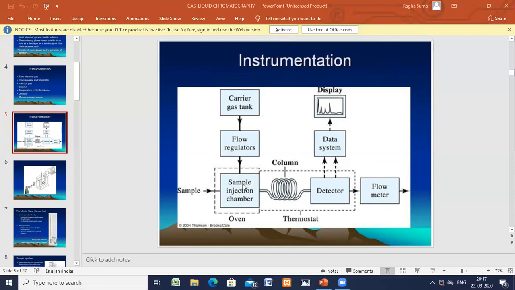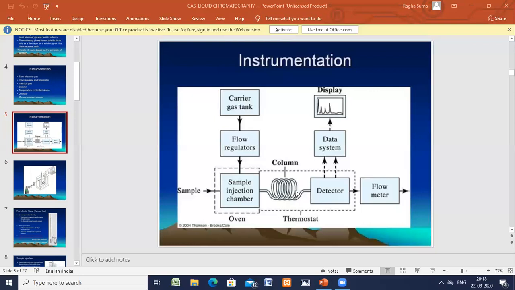The sample is injected into the oven, which is a heating block. The solid solutes are immediately vaporized, and the vaporized sample is carried by the carrier gas at its flow rate into the sample injection chamber, where you have the vapor sample. This vapor sample is carried by the carrier gas in the form of a stream into the column inlet. The solutes in the vapor state are adsorbed at the head of the column by the stationary phase.